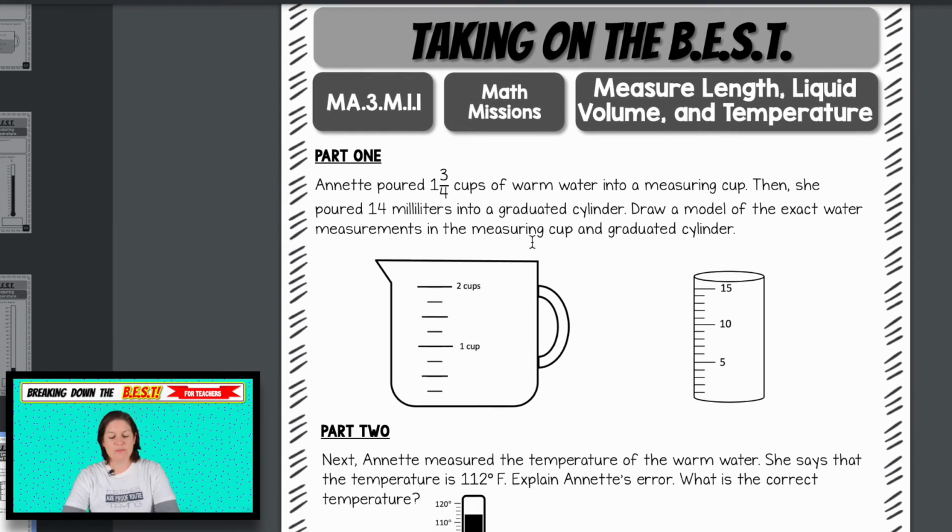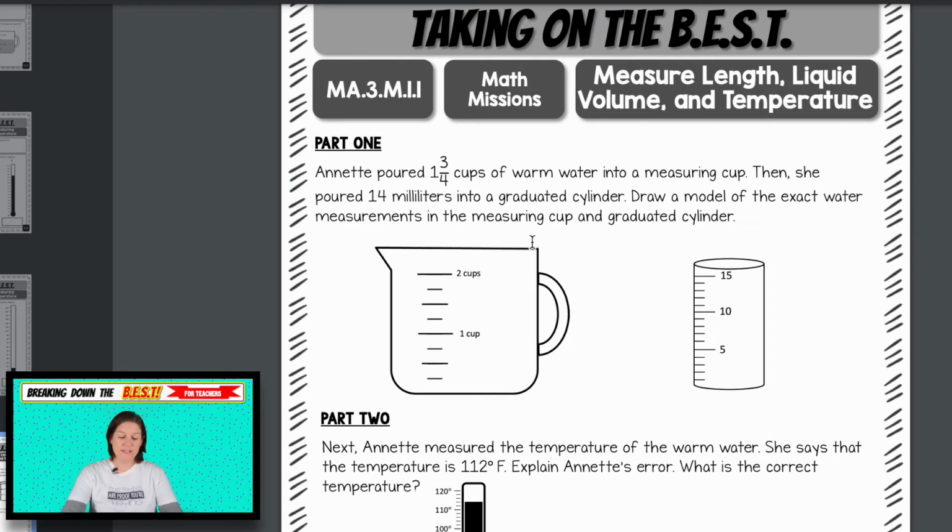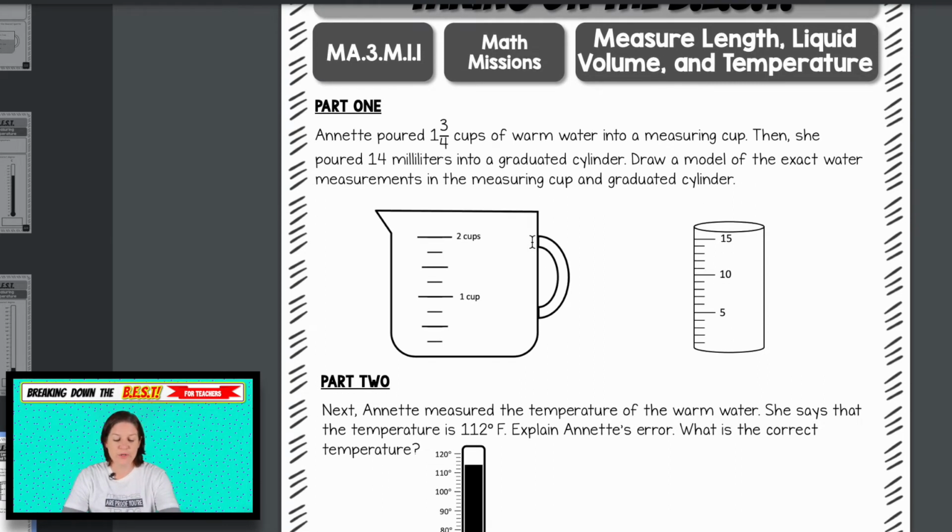And then here is your math mission where we are putting it all together. So this says that Annette poured 1 3/4 cups of warm water into a measuring cup, and then she poured 14 milliliters into this graduated cylinder. So draw a model of the exact water measurements. So students will have to shade in those 2 amounts.